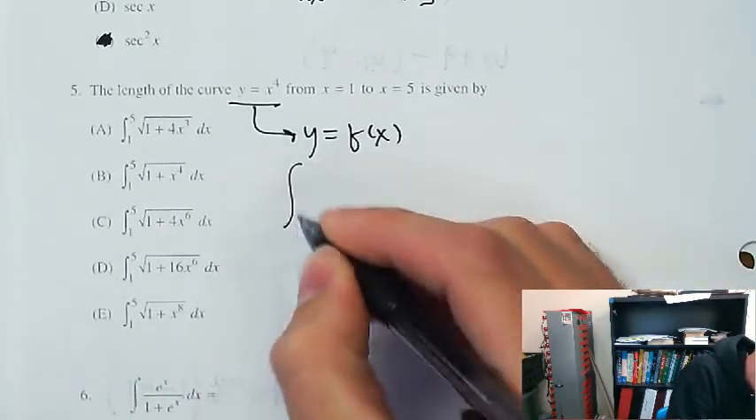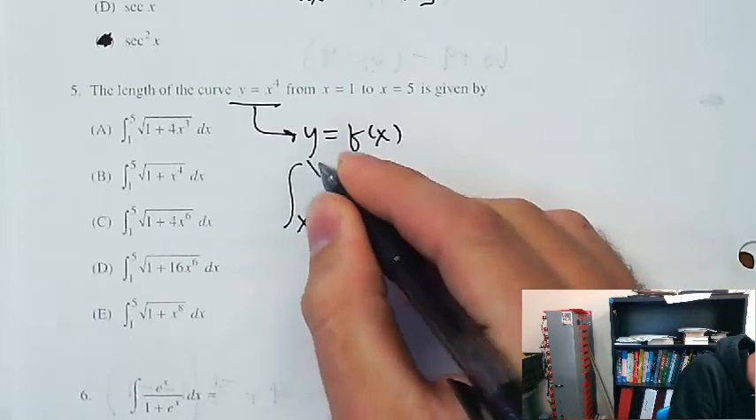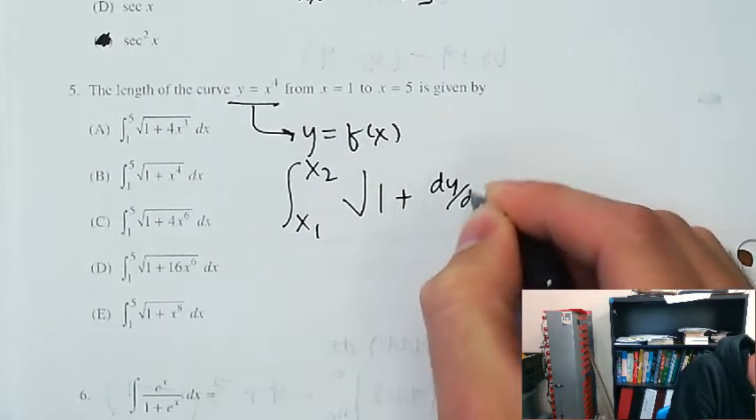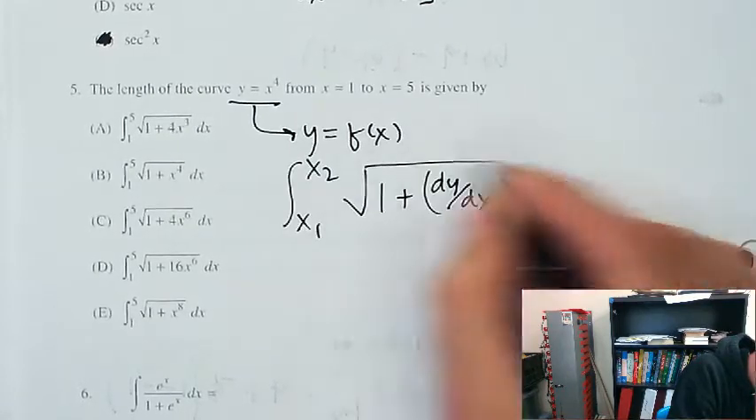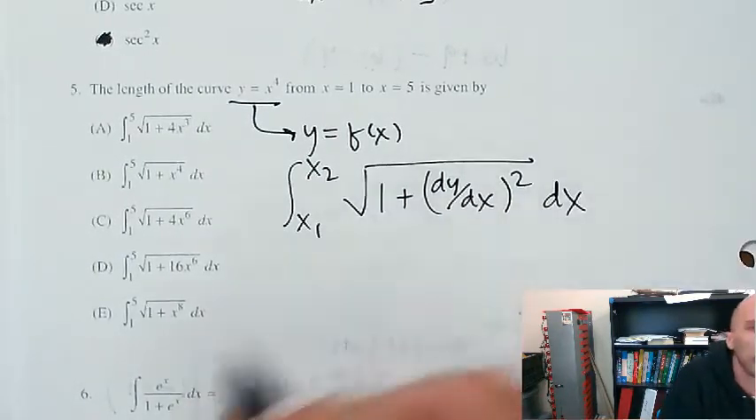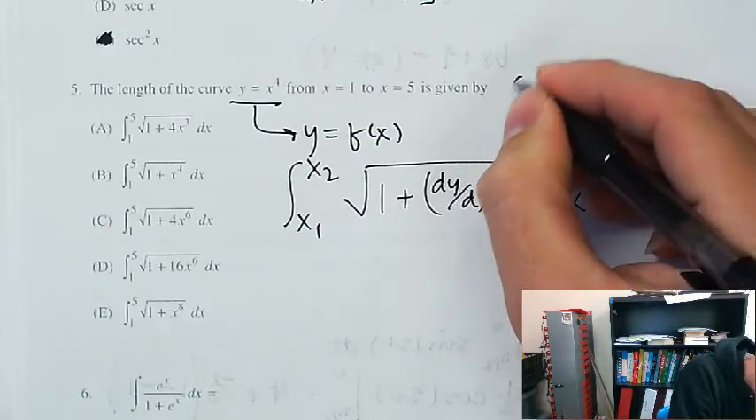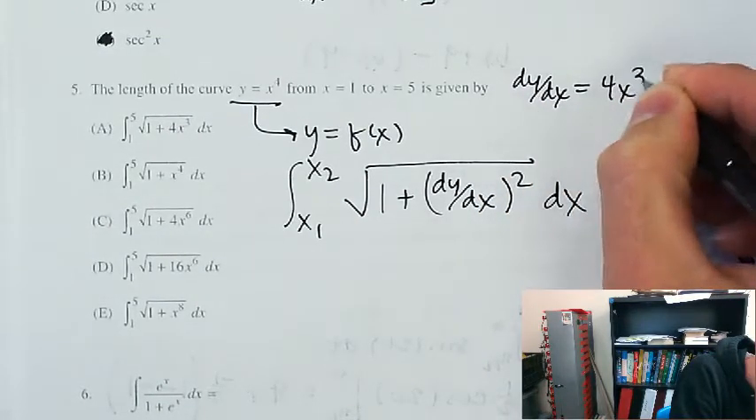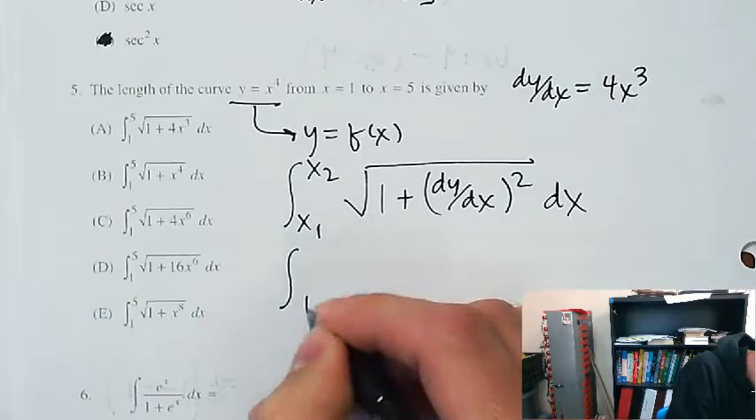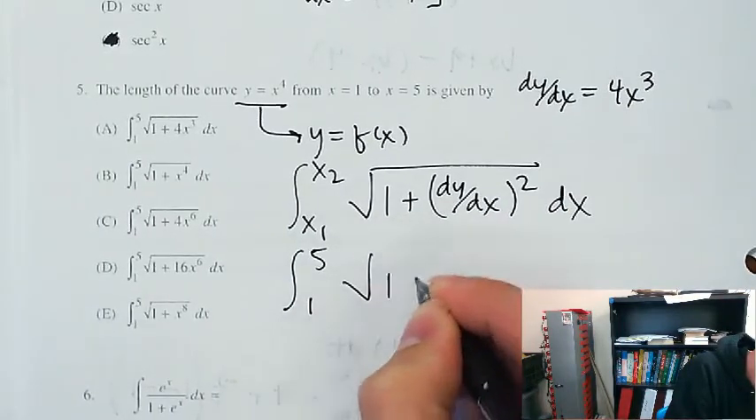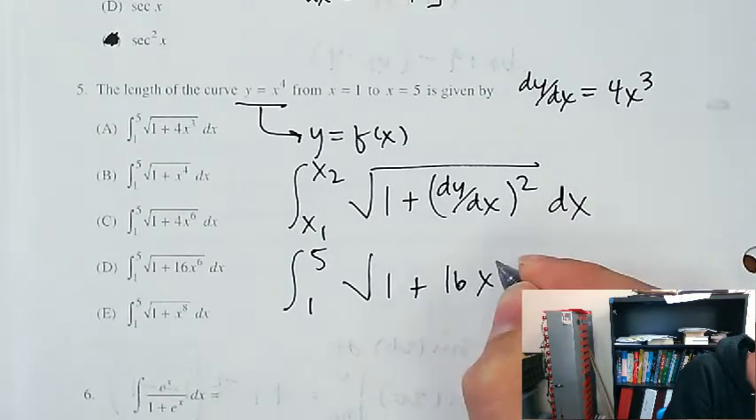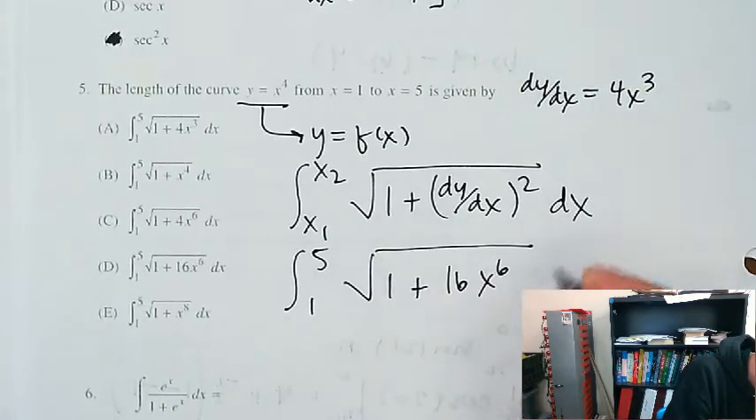Okay, so I need to use that arc length formula in x, x1 to x2, square root of 1 plus dy dx squared integrated with respect to x. Okay, dy dx is going to be 4x to the third. So when I square that, I'm going to be having the integral from 1 to 5 with the square root of 1 plus, okay, when I square 4, I get 16, and when I square x to the 3, I get x to the 6.